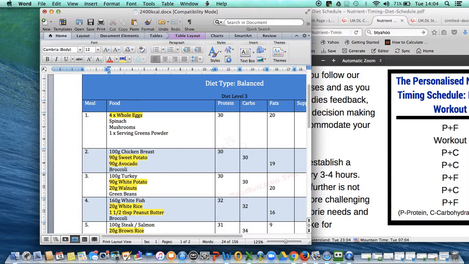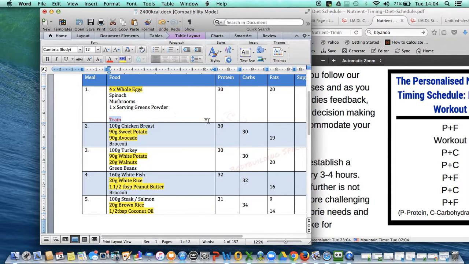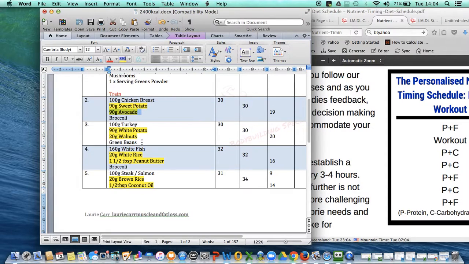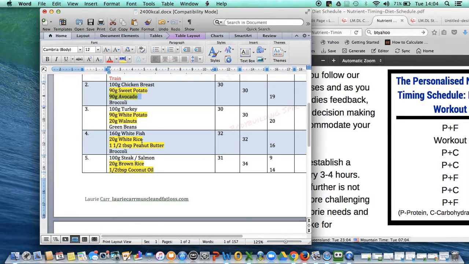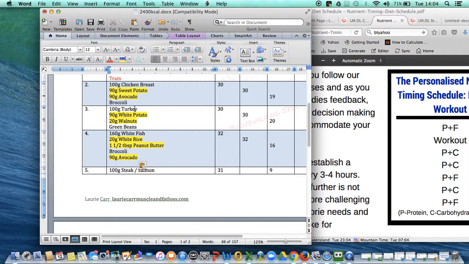Okay, so I would train in here, and then I'd have my post-workout food there. Then I would have 2 protein and carb meals. So that's protein and carbs. I would move this avocado. I don't want any fats in there, so I'm just going to put it here because meal 4 is protein and fats. Okay, delete that off there.